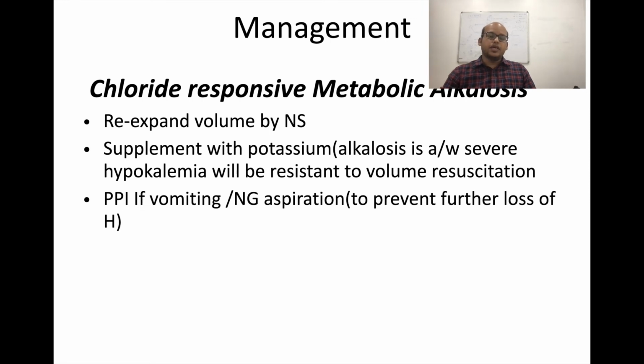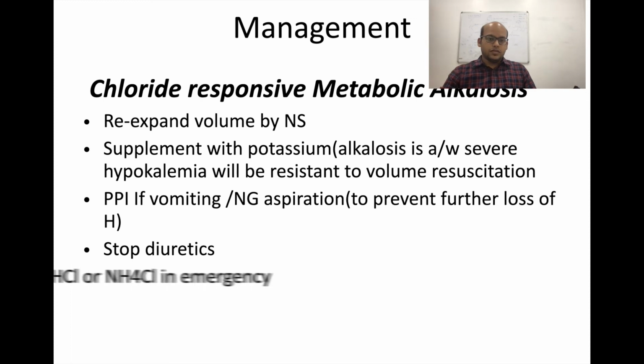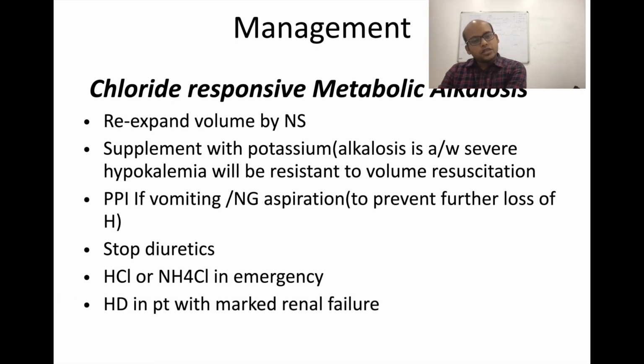And we use PPI if there is vomiting or nasogastric aspiration, so as to prevent further loss of the hydrogen ion. And we stop diuretics, so our volume will not be reduced. And hydrochloric acid and ammonium chloride only in case of emergency. And hemodialysis in patients with renal failure.